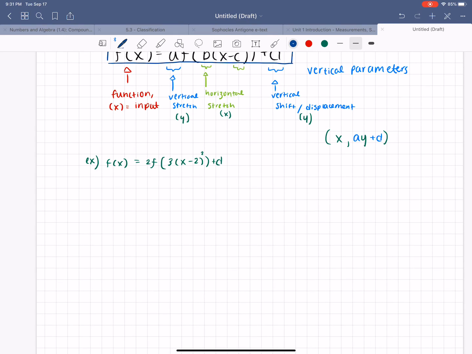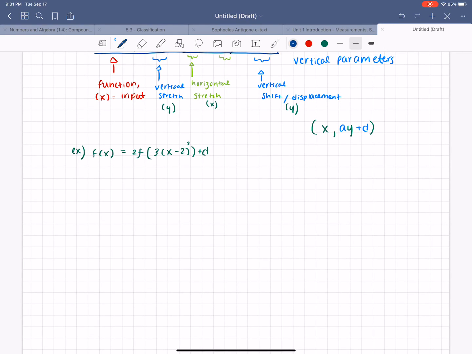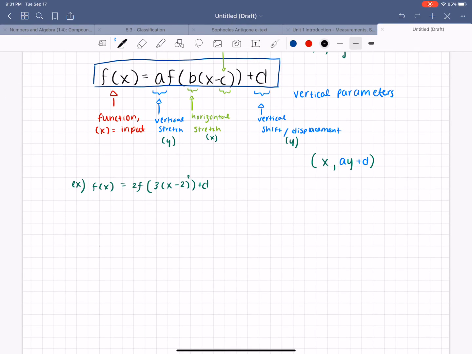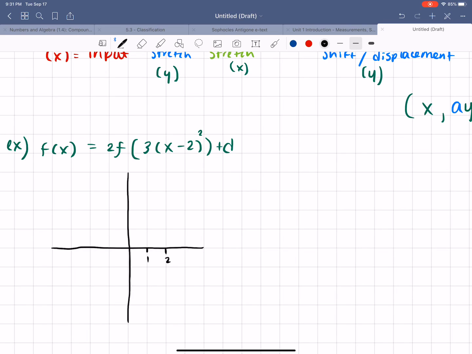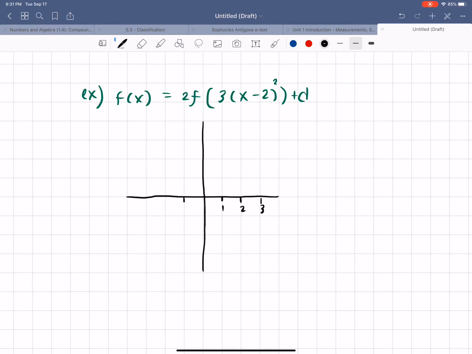Well, let's first graph a parabola. Our parabola would look a little bit like this. And let's graph some critical points. Let's call this 1, 2, 3. Let's call this -1, -2, -3. And let's go by increments of 2: 4, 6, 8, 10.